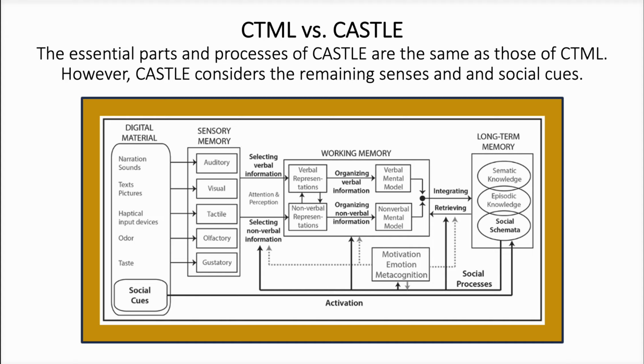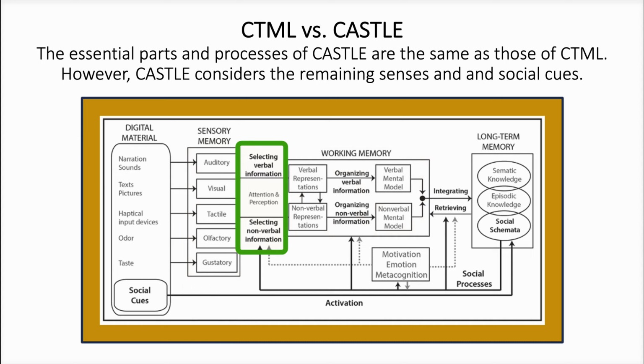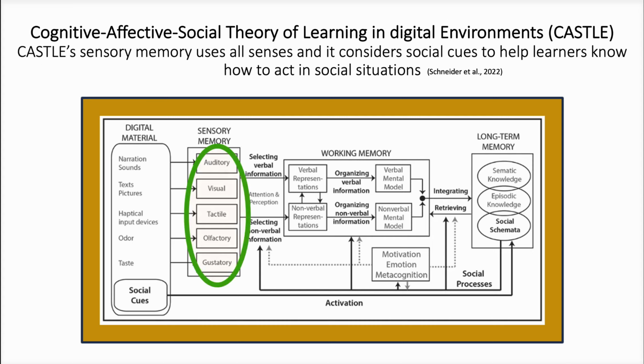The most essential parts of CASTLE and how it works are the same as those of CTML. They both have the sensory memory, the working memory, and the long-term memory, as well as selecting, organizing, and integrating information. However, CASTLE is more comprehensive than CTML because it considers social cues and more senses such as touch, taste, and smell. CASTLE focuses on all the senses: sight, hearing, tactile, olfactory, and taste.